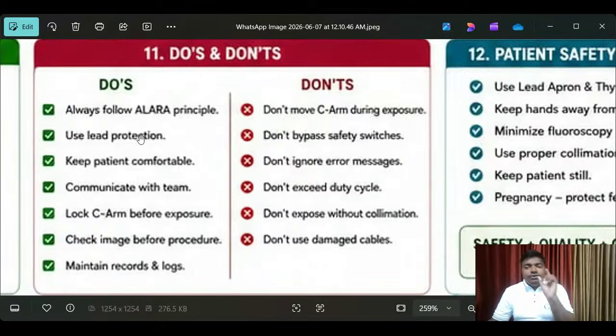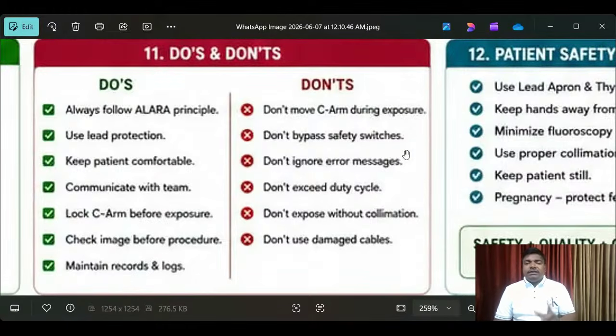Now I'm going to the don'ts. Don't move the CM during exposure, and don't bypass safety switches. Understand? Sometimes this happens. Sometimes the CM operating switches are not functioning properly. Then what will you do? Then bypass will be done. If you bypass, what will happen?